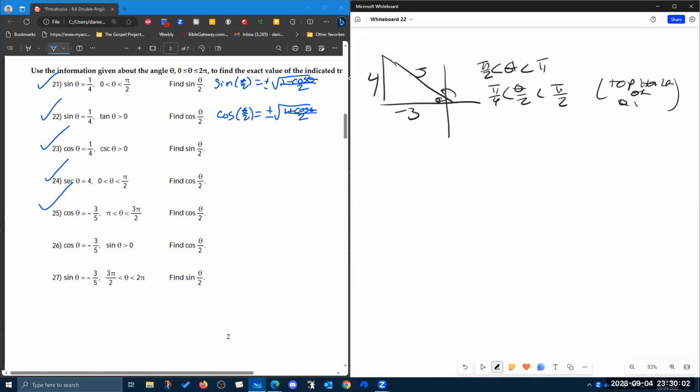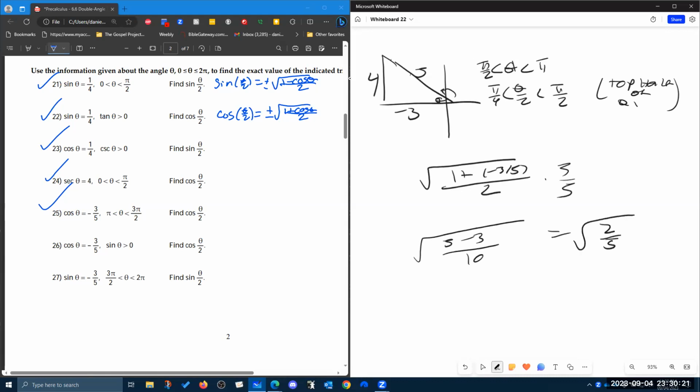Cosine of theta over 2 is going to be root 1 plus the cosine value over 2, multiplied by 5 over 5. 5 minus 3 over 10. 2 over 10 is 1 over 5, so 1 over root 5 is root 5 over 5.